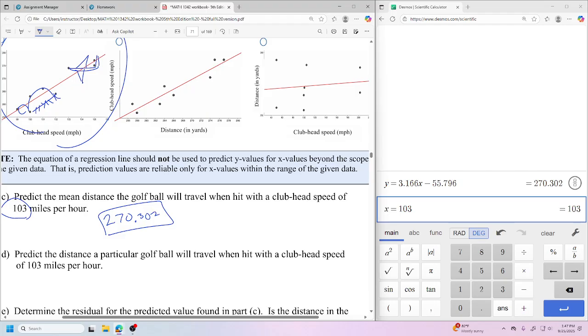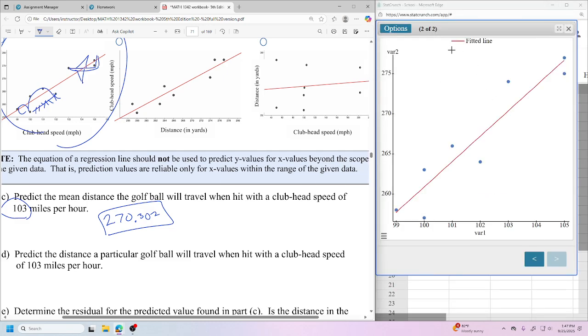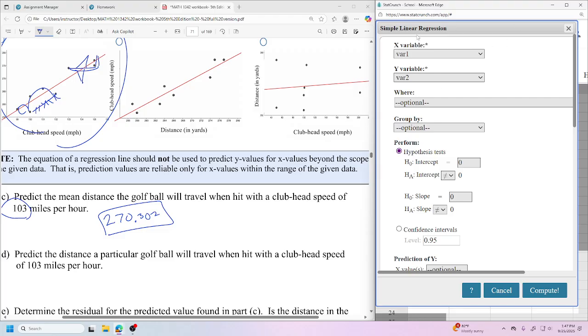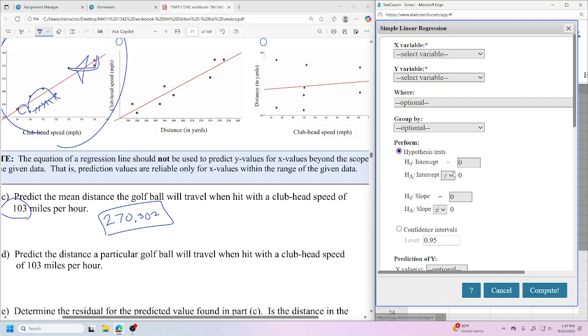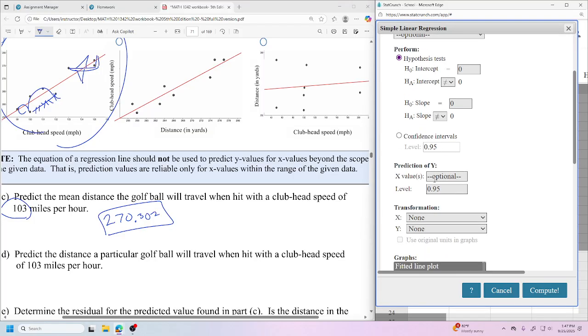But there's another thing that we can do, and it's built into StatCrunch, and we will be using it later as well. So I'm going to go back to StatCrunch for a second. Are y'all okay with Desmos Scientific? You don't have to do that. This is the other way. If you go back to options, edit, and you know how we got var1 and var2. This is just simple linear regression. We've already done this a lot. Stat, regression, simple linear. var1, var2.